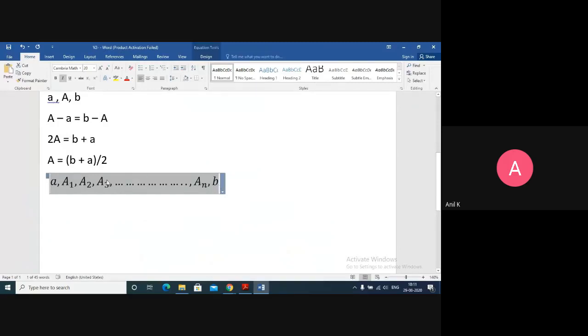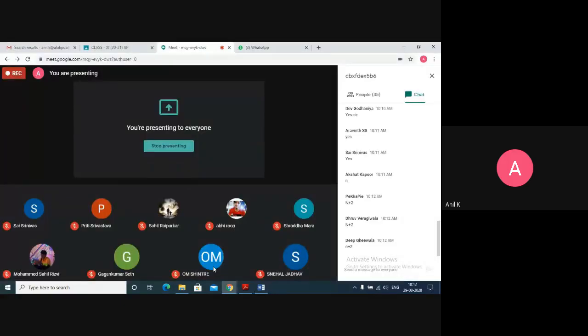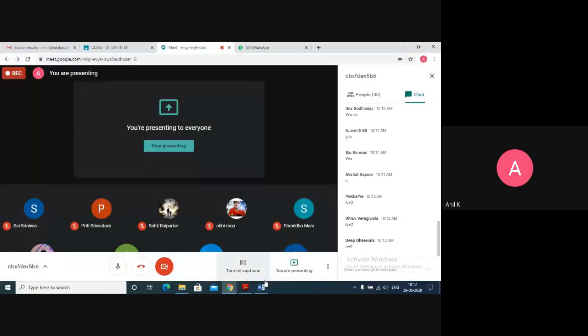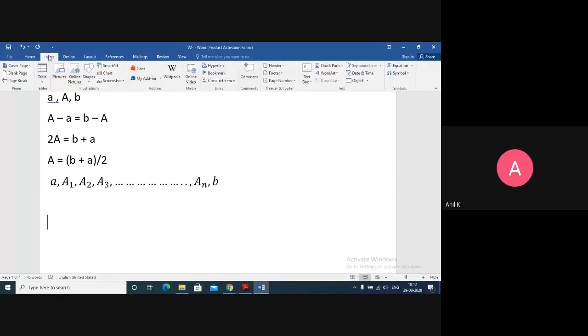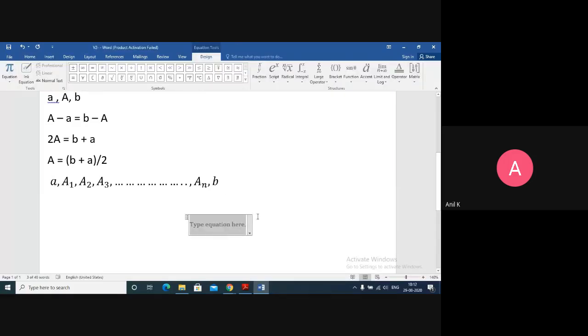Yes, only n? Think again. Between A and B, I am inserting n numbers. You see here, this A1, A2, A3, An, this itself is n numbers. Then I have A, then I have B. So total, will it still be n, or is it more than n? Yes, it is n plus 2 numbers. So in the AP, my n plus 2 number is going to be B.